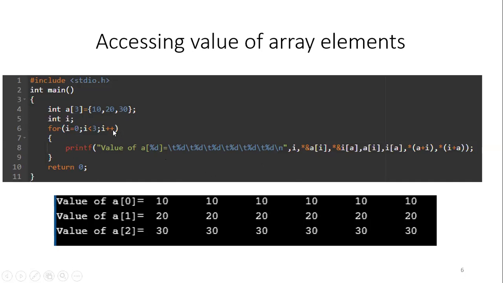Then again we are incrementing I by 1. So now I is 2, and I will be printing the value of A of 2. And then when I increment again, I will be 3. So the condition will become false. So we will come outside the for loop and our program will be terminated.